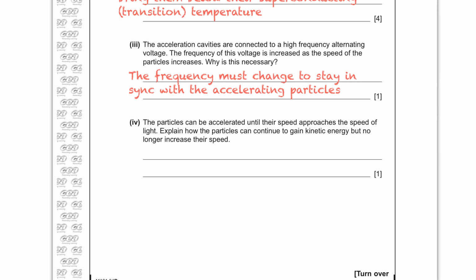Part 4. The particles can be accelerated until their speed approaches the speed of light. Explain how the particles can continue to gain kinetic energy but no longer increase their speed.